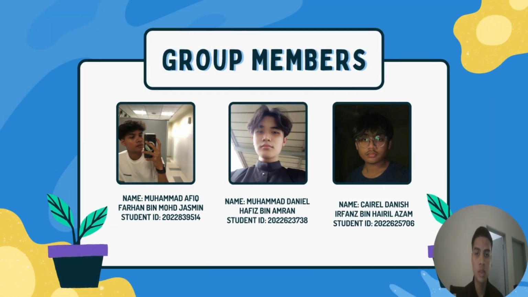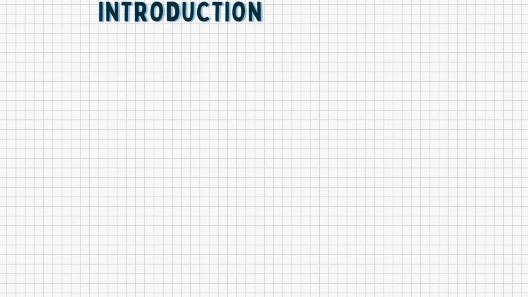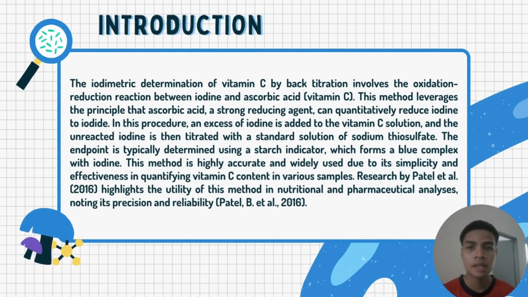This is our group, which consists of 3 people, starting from me. My name is Muhammad Farhan bin Muhammad Jasmine, and my student ID is 2022-83-9514. The second member is Muhammad Daniel Hafiz bin Amran, student ID 2022-623738. And the last member is Khairil Danish Irfan bin Hairi Azam, and the student ID is 2022-625706.